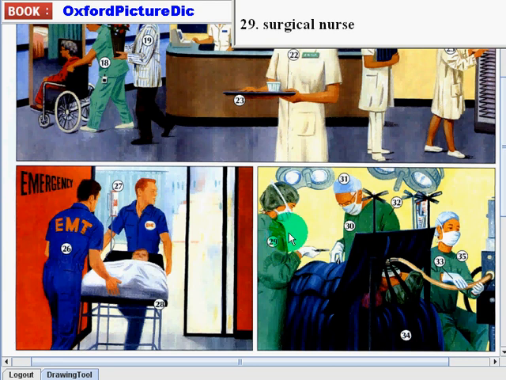Next, we have, in number 30, the surgeon, the most important person here. Surgeon is a medical doctor who does surgery or operation. He heads the team.